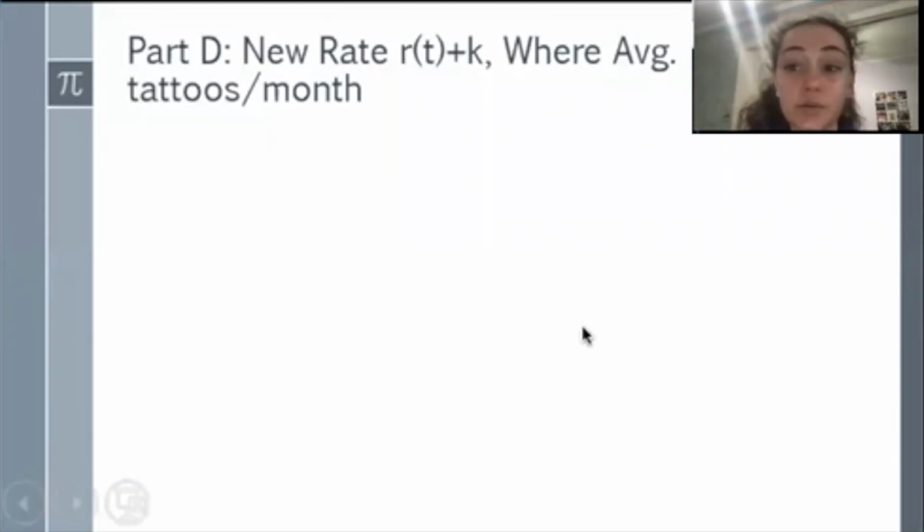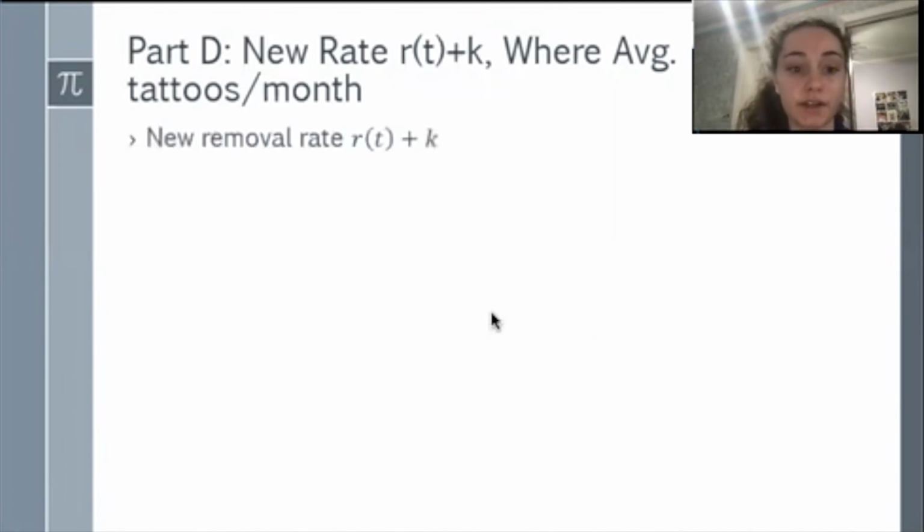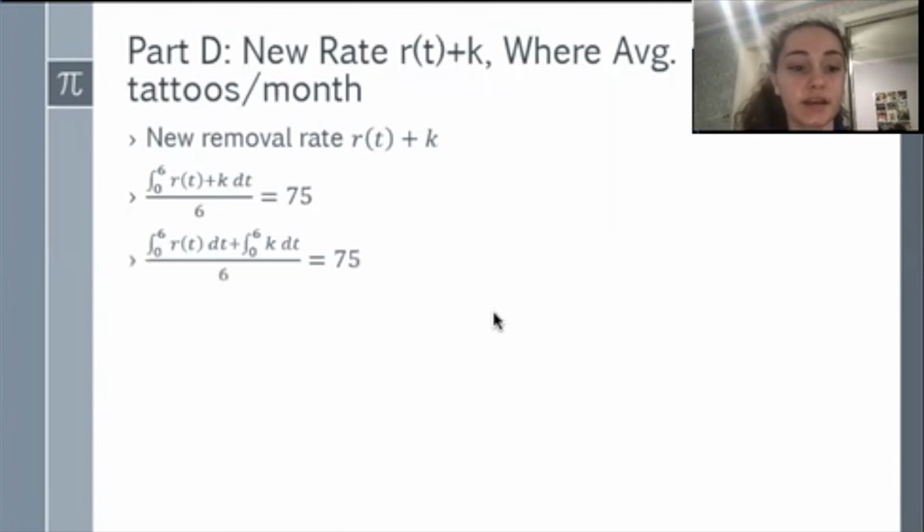So for part D, we are given a new rate, R of T plus K, where the average is 75 tattoos per month over the time interval 0 to 6. And now we are asked to find K. So given that the new removal rate is R of T plus K, we're going to use the formula for the average rate of change. And we're going to have an interval from 0 to 6, R of T plus K dt over 6 equals 75. And from there, we're going to try to solve the equation.